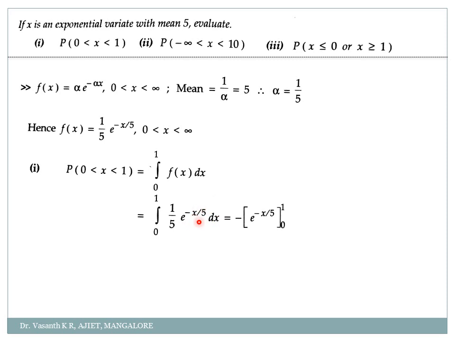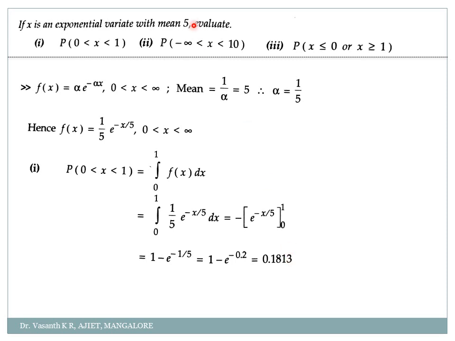So the integration of e power minus x by phi is e power minus x by phi divided by minus 1 by phi. So 1 by phi, 1 by phi will get cancelled. The minus sign I have kept as it is, with the limit 0 to 1. So solve it, you will get the answer as 0.1813. This is just for you to practice, my dear students. So see the final answer and keep it, but you have to solve it by yourself because many steps we might have skipped here.